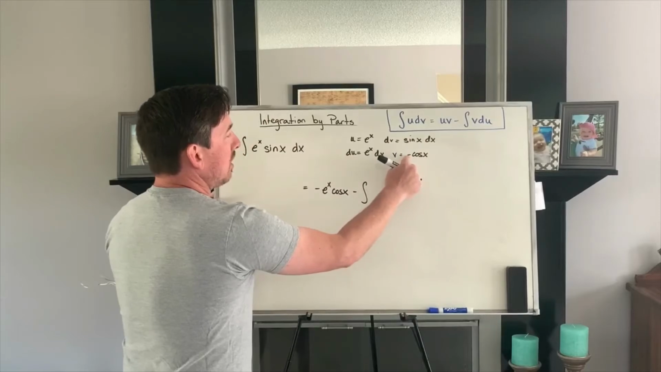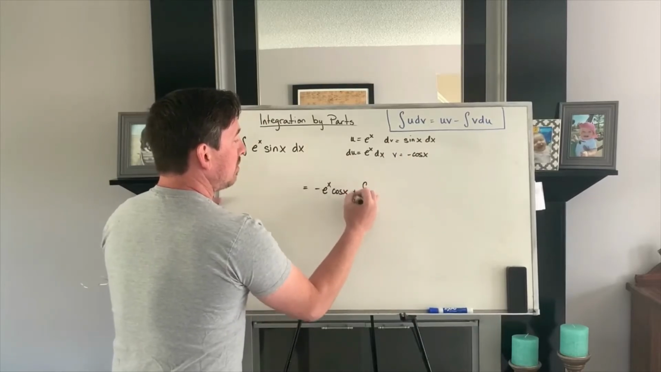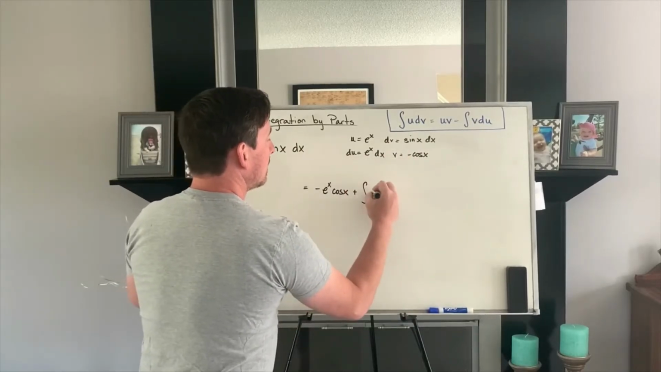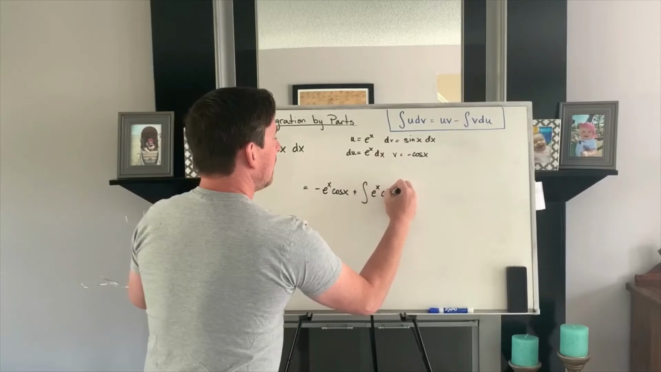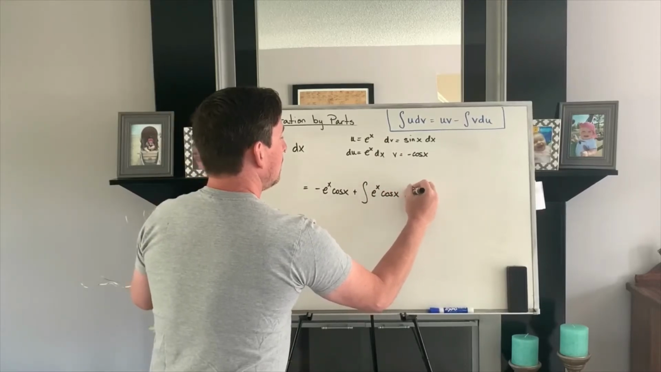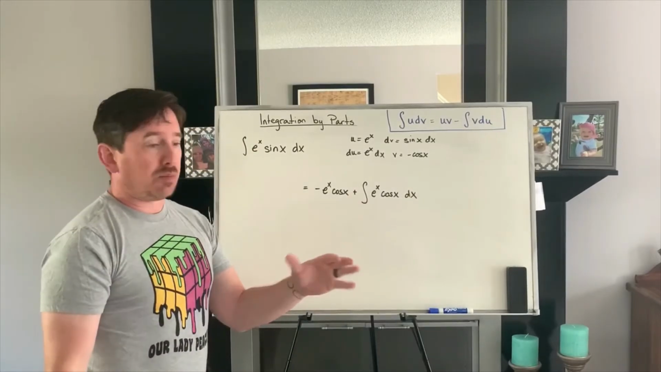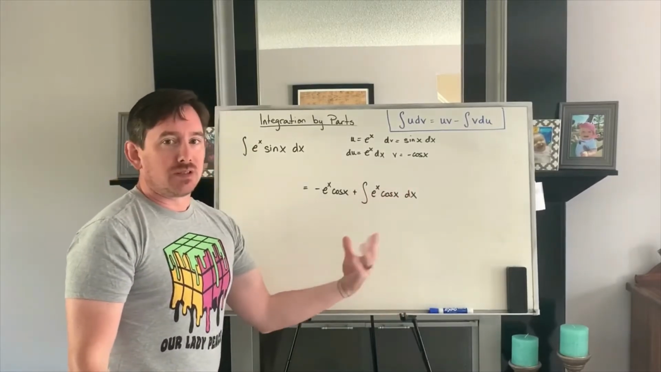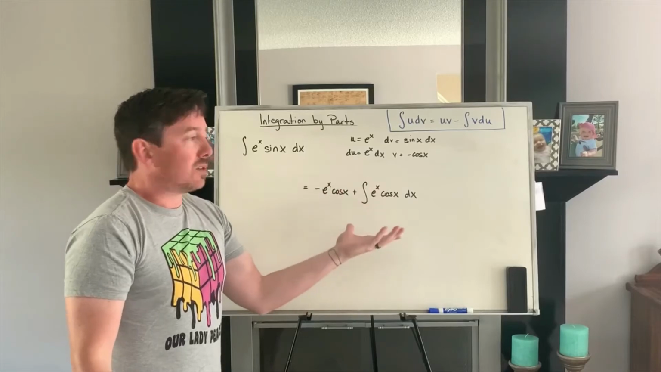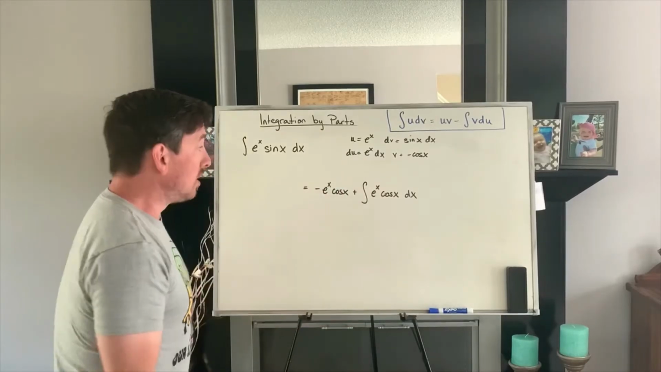So I'm just going to use the negative out front, turn that into a positive, and I have e to the x cosine x dx. All right, this kind of looks like the last example because we have an integral that doesn't really seem any simpler, and it kind of looks like we need to use parts again. So that's what we're going to do.